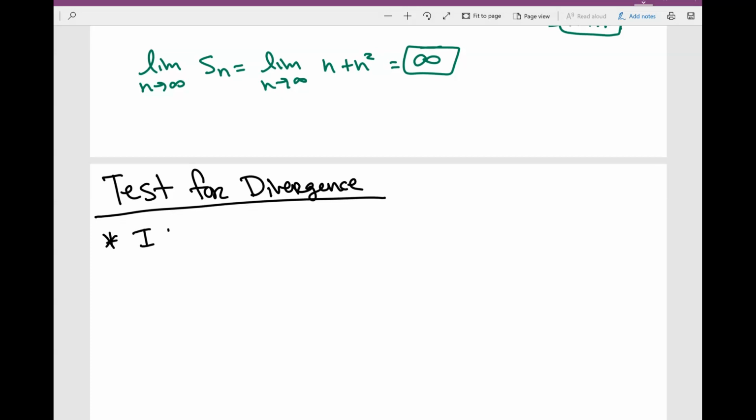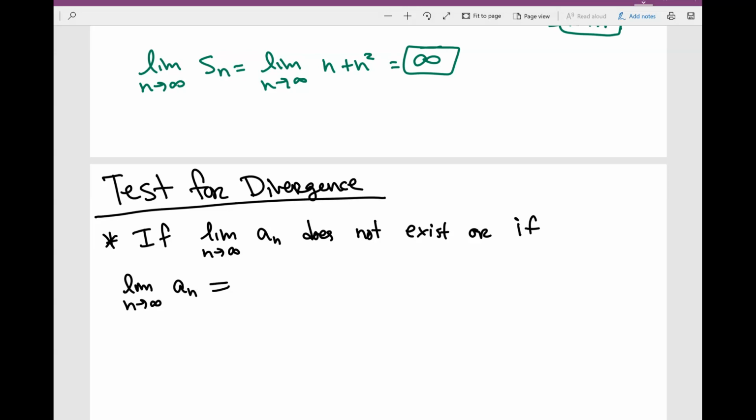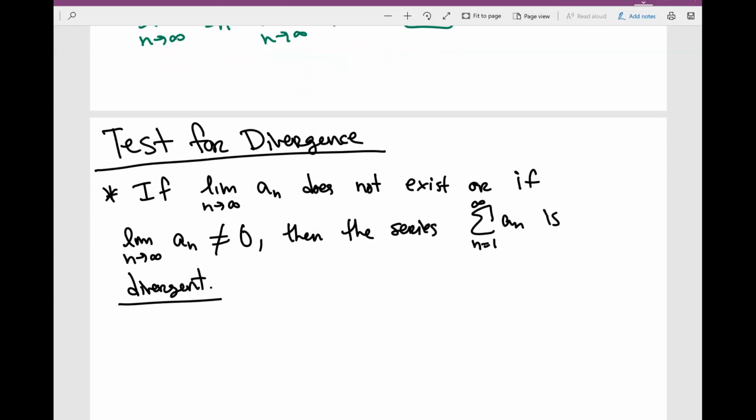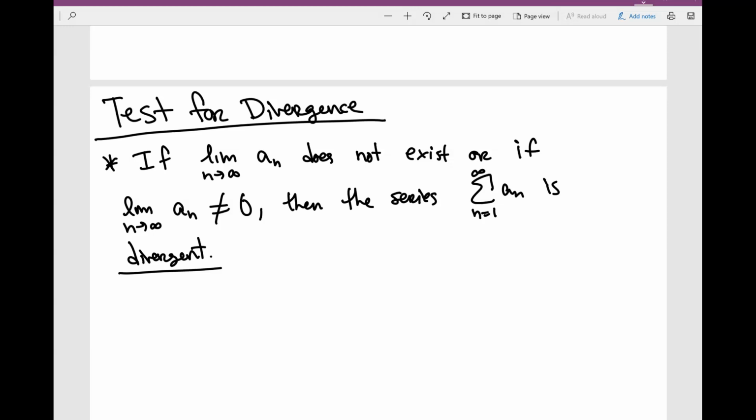Okay, so here is the first test. It says that if the limit as n goes to infinity of a sub n does not exist, or if the limit as n goes to infinity of a sub n is not equal to 0, then the series, the sum from n equals 1 to infinity of a sub n, is divergent. So if you take the limit of a sub n and it either does not exist or gives you something that's not equal to 0, then the series is divergent automatically. As long as you can show that, then you know that it's divergent. If the limit as n goes to infinity of a sub n equals 0, then we don't know.